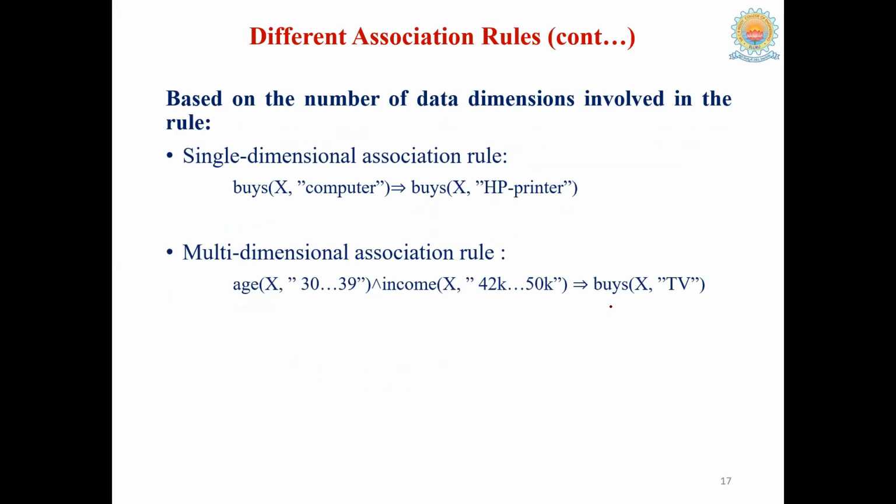Next, based on the number of data dimensions involved in the rule, we have single dimension association rules and multi-dimensional association rules. If a rule consists of only a single dimension, a variable or attribute, that rule is called a single dimension association rule. If a rule consists of more than one dimension, here age is one dimension, income is one dimension, and so on, then it is called a multidimensional association rule.